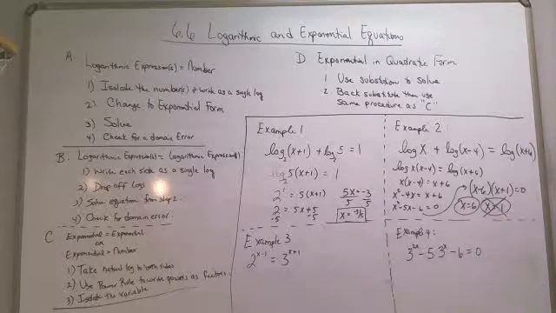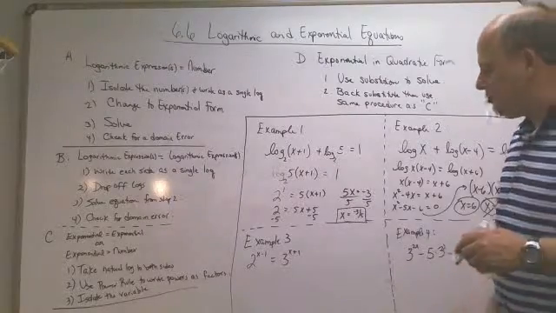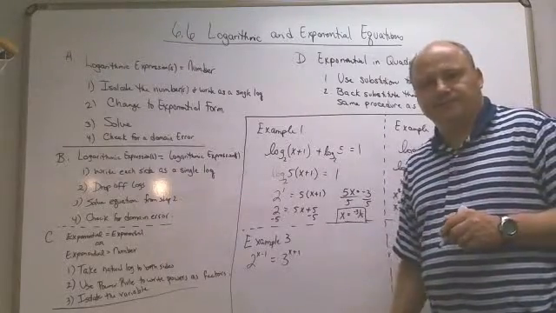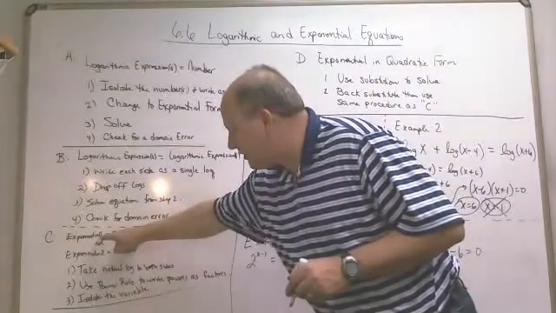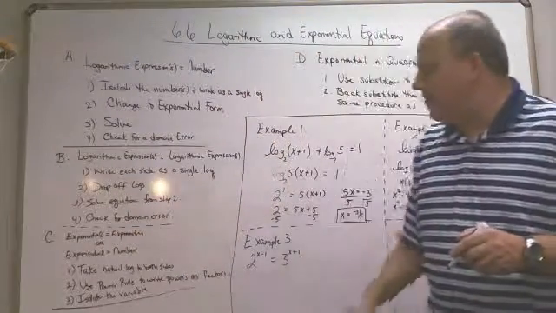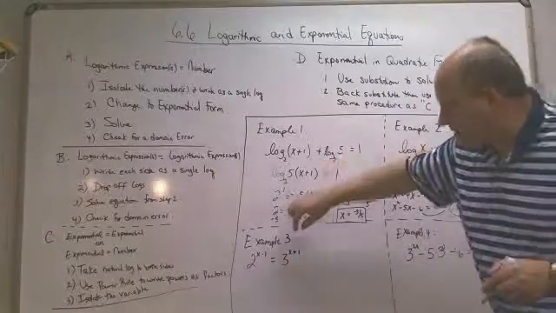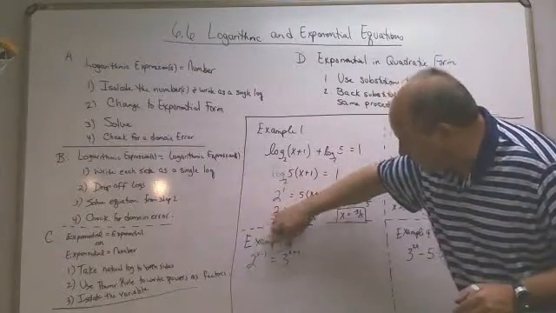Now example 3: 2 to the x minus 1 equals 3 to the x plus 1. This is an example for this one. As a matter of fact, it's an exponential equals an exponential. Now this one here is 2 to the x minus 1 equals 3 to the x plus 1.